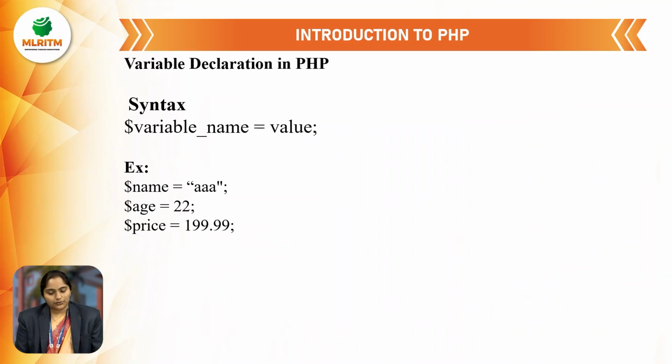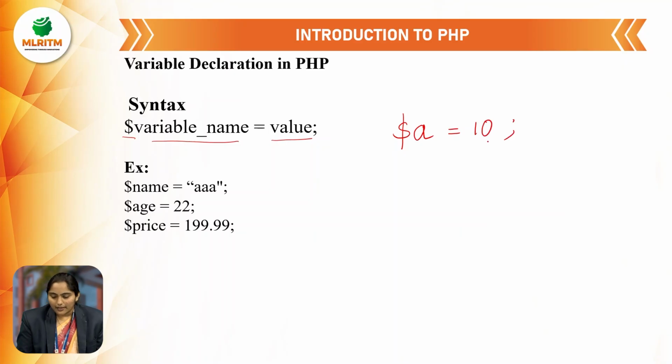And let us see how to declare a variable in PHP. So the syntax is $variable_name is equal to value. For example, variable declaration should start with the dollar followed by the variable name, that is a, equal to 10. Here I'm going to store the value 10 in a variable a.